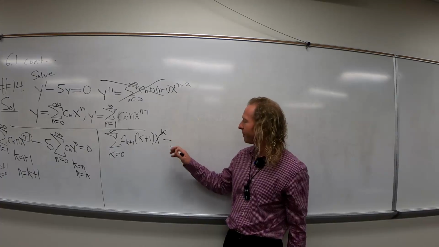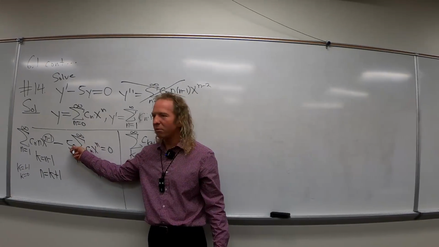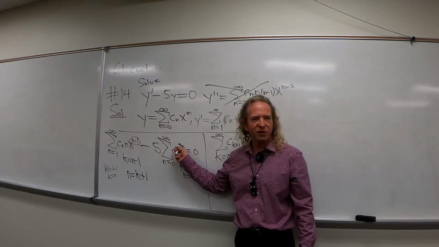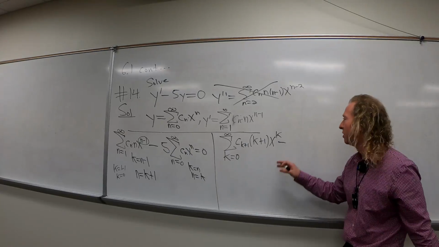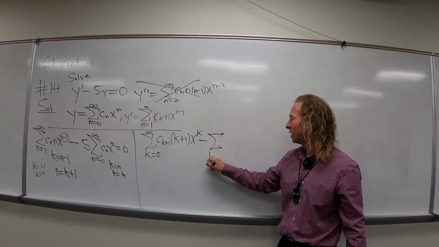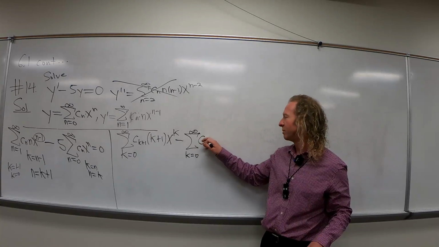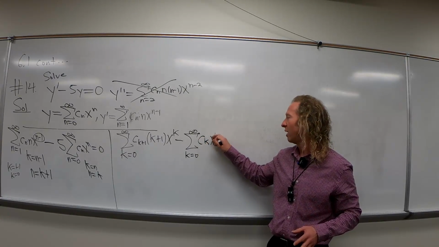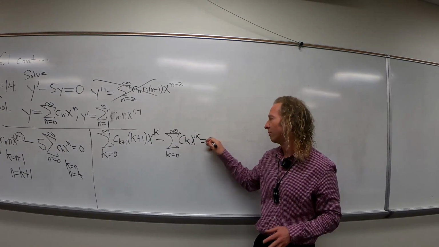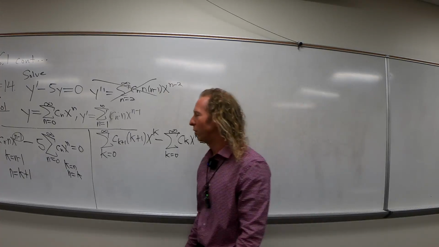Then minus this 5, I'm going to bring it in, and then you just replace all of the n's with k's. You don't have to do anything there. This will be the infinite sum, k equals 0 to infinity, just replacing all of the n's with k's. This will be c sub k, x to the k, and all of this is equal to 0. Let me pause here and let you catch up.